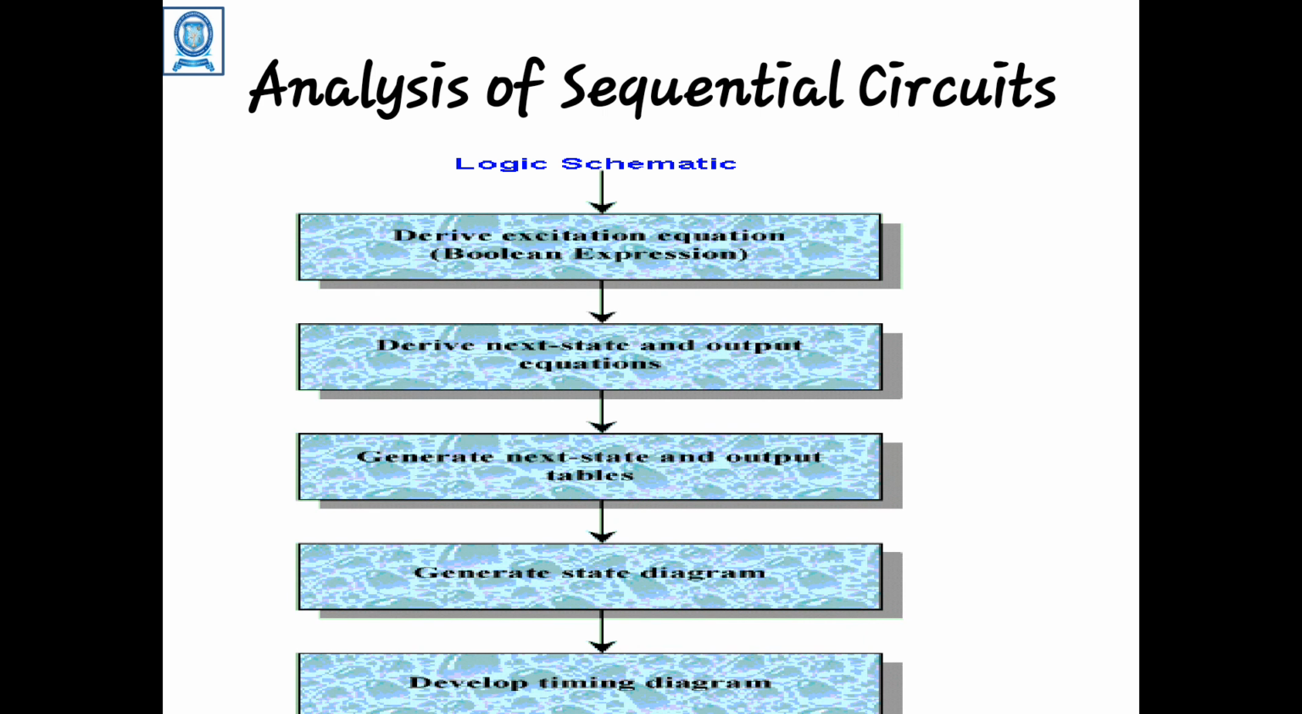Before entering the analysis of sequential circuits, we have to know what a sequential circuit is and what the difference is between a sequential circuit and a combinational circuit. Before studying sequential circuits, one should know what a combinational circuit is, and what changes are made to it to get a sequential circuit. So first, what is a combinational circuit?